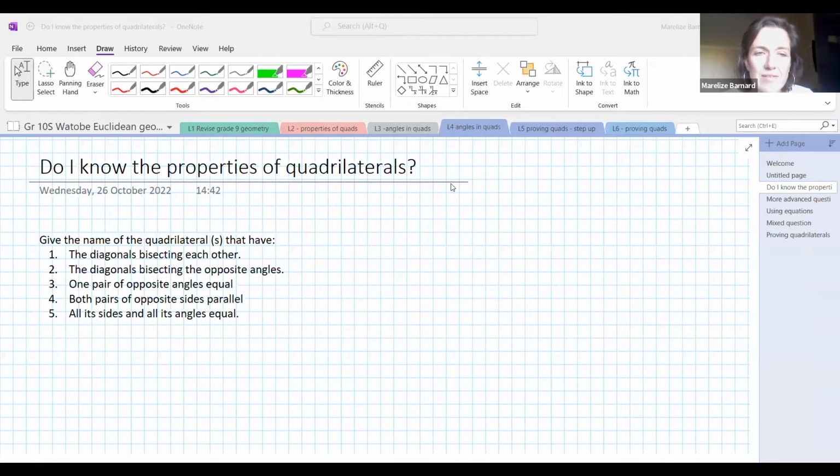Remember, it says give the name of the quadrilaterals that have, so it can be one quadrilateral or it can be quadrilaterals.